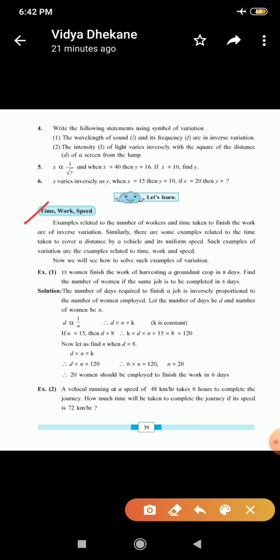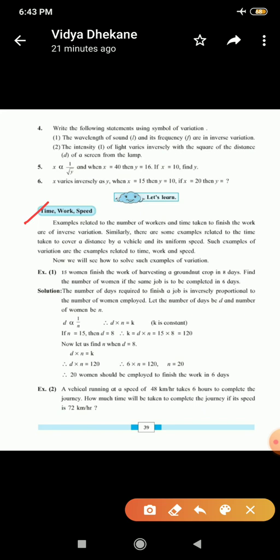Example 1. 15 women finish the work of harvesting a groundnut crop in 8 days. Find the number of women if the same job is to be completed in 6 days. Solution. The number of days required to finish a job is inversely proportional to the number of women employed. Hence, the number of days be D and the number of women be N. So D varies inversely as 1 upon N.